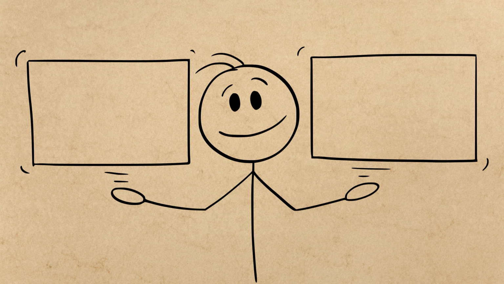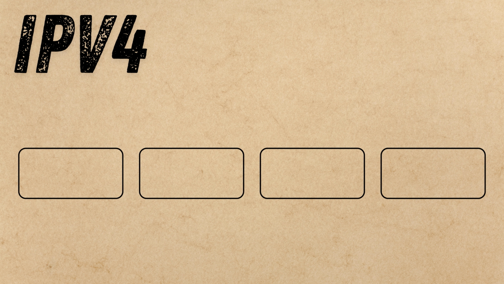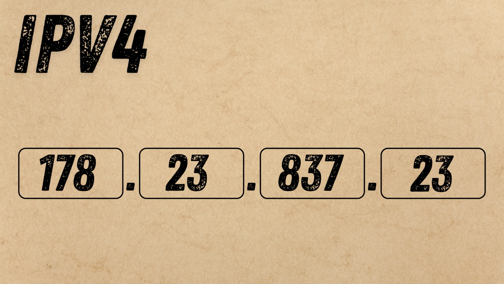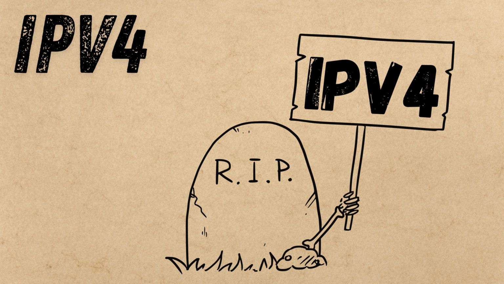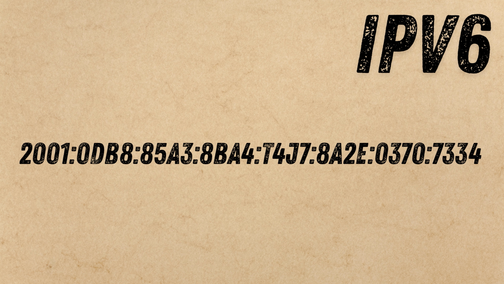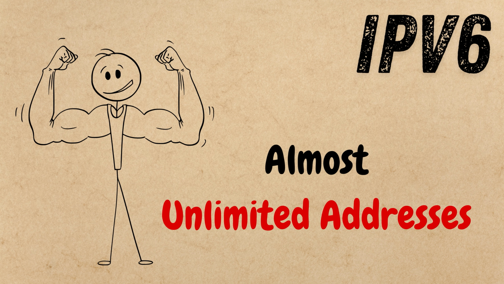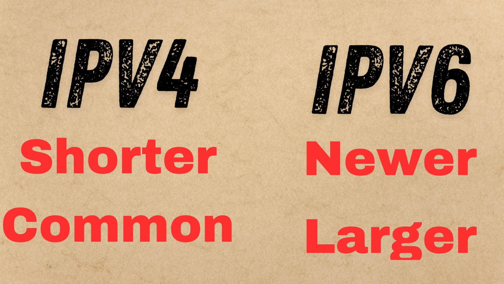There are two main versions of IP addresses, IPv4 and IPv6. IPv4 uses four sets of numbers separated by dots. It's the most common, but because the internet grew so fast, we started running out of IPv4 addresses. IPv6 was created to solve this problem. It uses a much longer format with numbers and letters separated by colons. IPv6 gives us almost unlimited addresses for the future. So IPv4 is shorter and common, while IPv6 is newer and much larger.